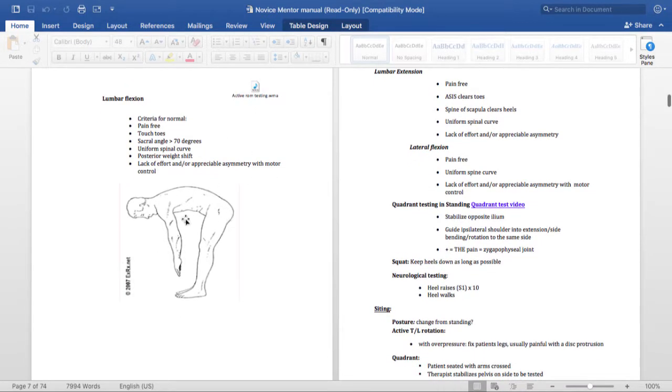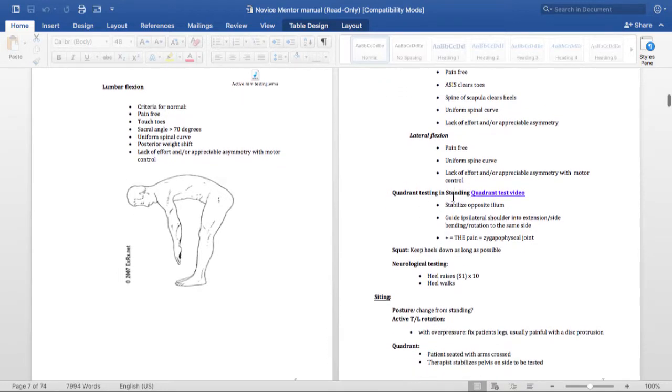How do I know it's normal? Is there a normal curve? Theoretically, can they touch their toes? Is the sacral angle more than 70? Is there a good weight shift? T12 goes behind the ankle. Those type of things. So you can do the same thing for each part of it.